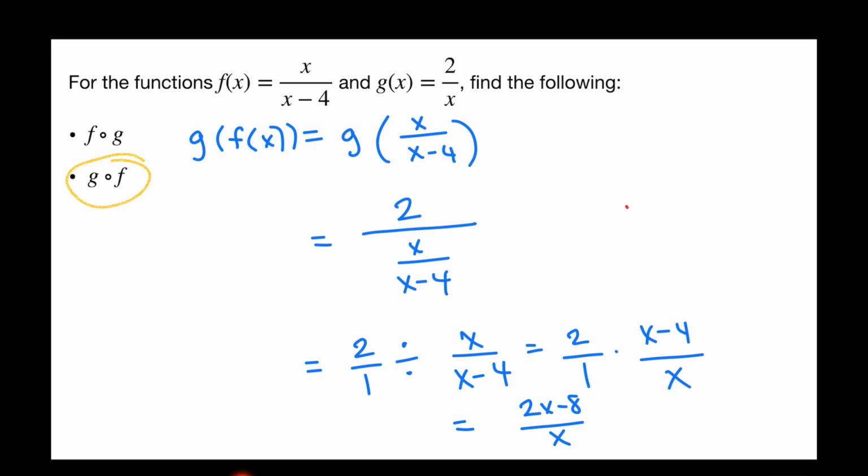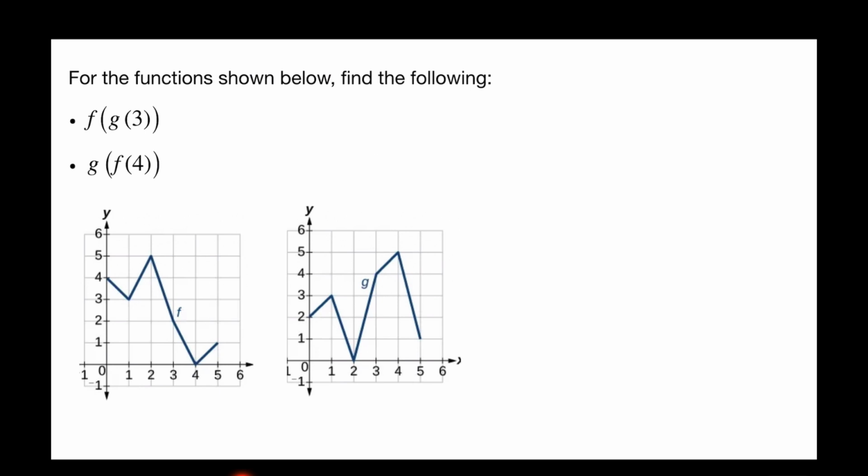All right, I want to look at one more example of compositions. This example is a little bit different because now we're not given equations. Our functions are given to us in graphical form. But the idea remains the same. If we're finding a composition, we are taking one function and plugging it into the other. Let's see how that works with a graph. The first problem says f composed with g at 3, so we're working at x equals 3.